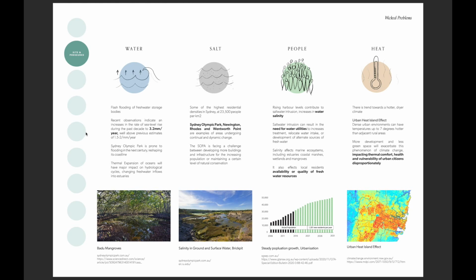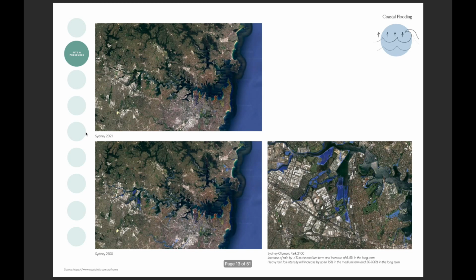There are four main wicked problems the site is currently facing: more water, more salt, more people, and more heat. All have profound impacts on our health and our supporting ecosystems. But these four problems provide unique opportunities to design regenerative architecture that grows with the site, just as nature has for billions of years. The site is susceptible to dramatic changes in coastline over the next century.